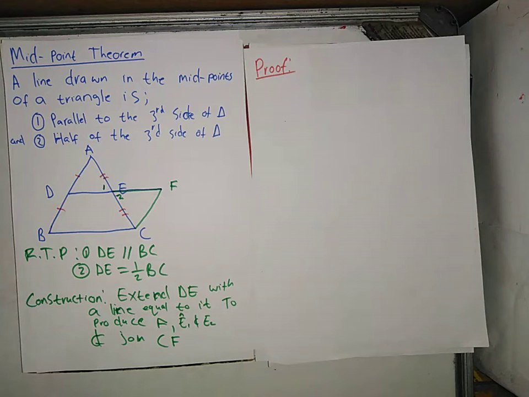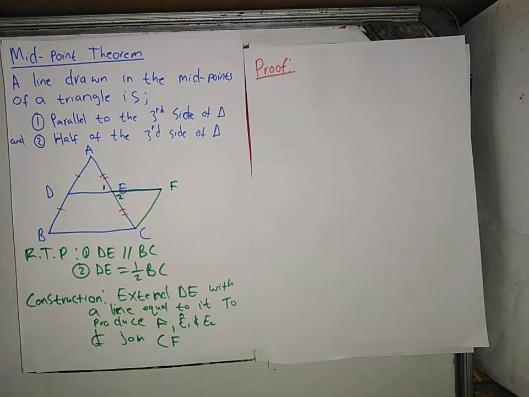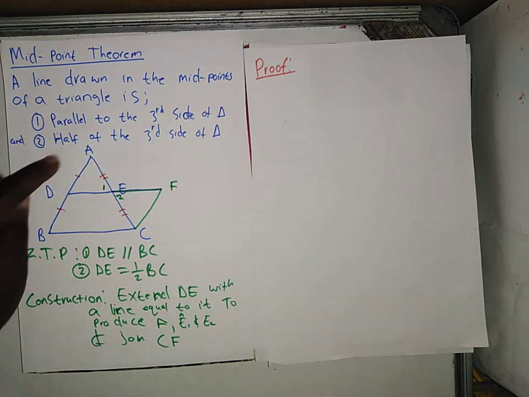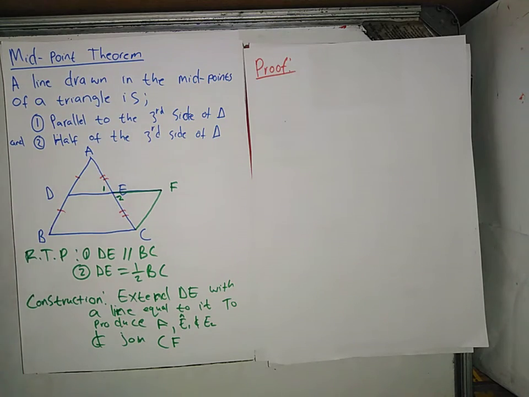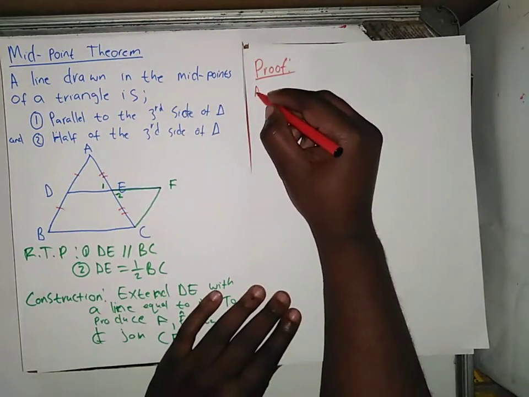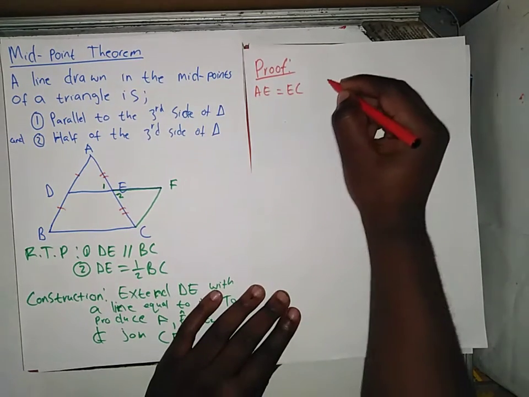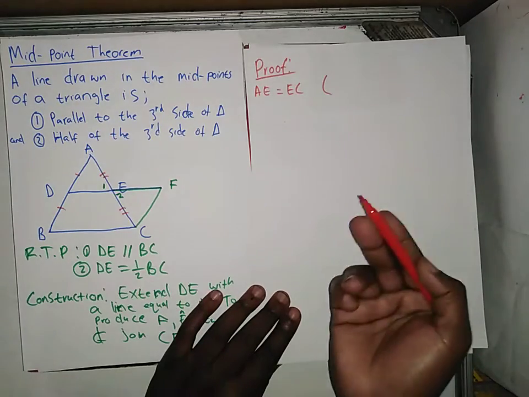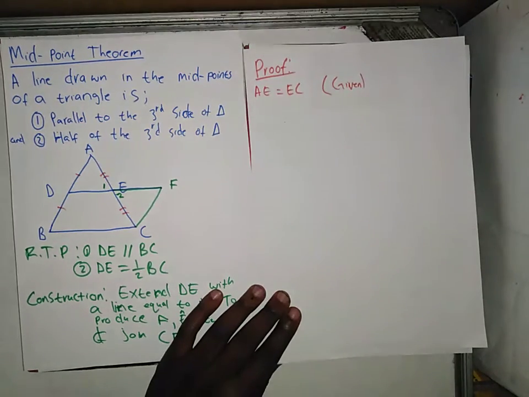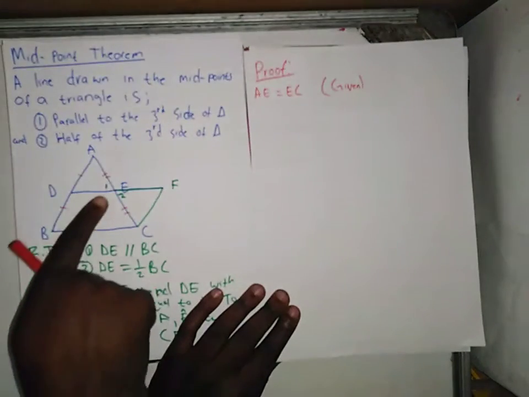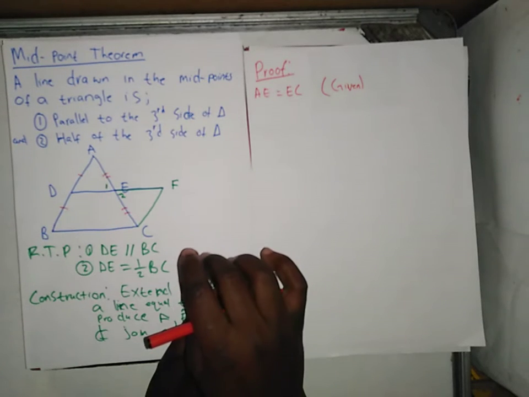So, first of all, ladies and gentlemen, we know that AE is equal to EC, not EF, EC. Why? Because it has been given. Do we agree? And then look at these two. Can you see? These two are equal.